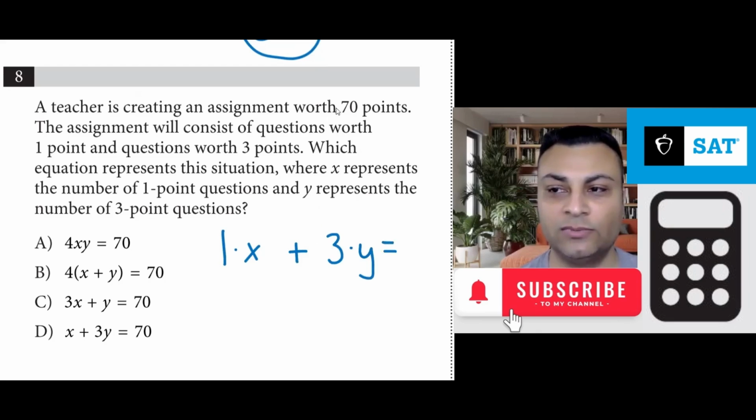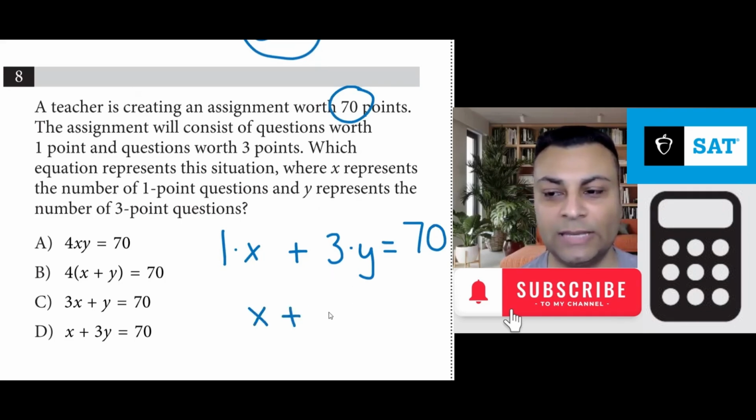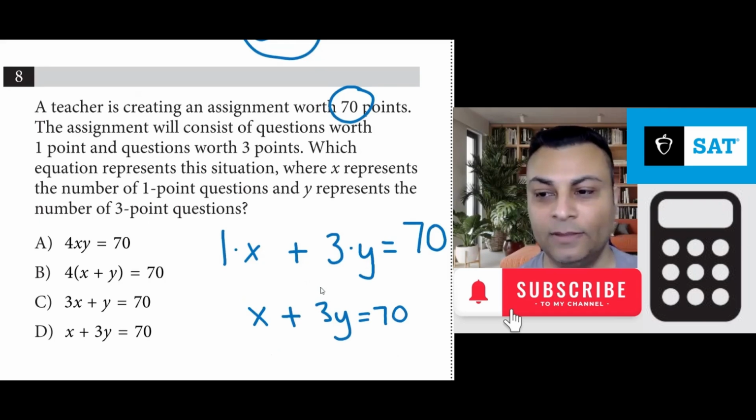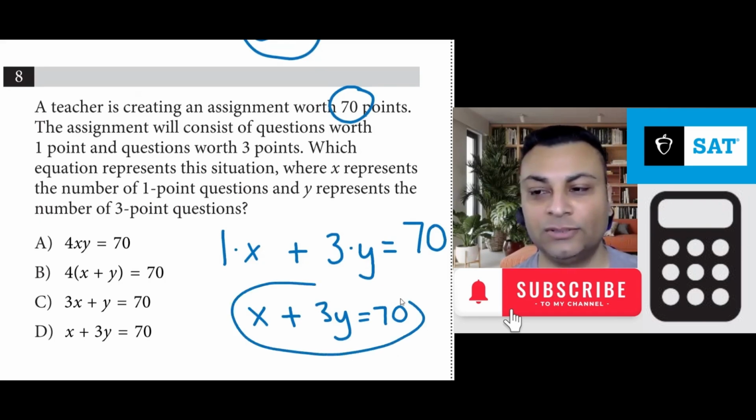Total points is written over here, 70 points. So this is 70. And you can clean it up a little bit. 1 times x is 1x, or simply x. 3 times y can be written as 3y, and 70. And you wind up with exactly option D.